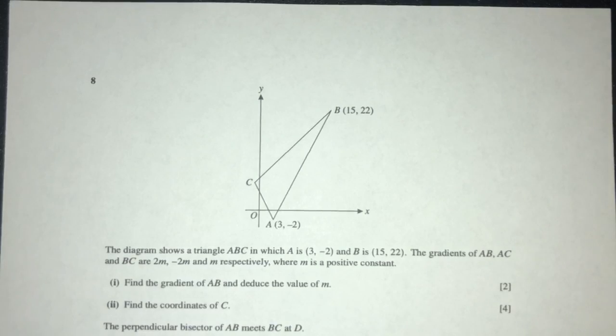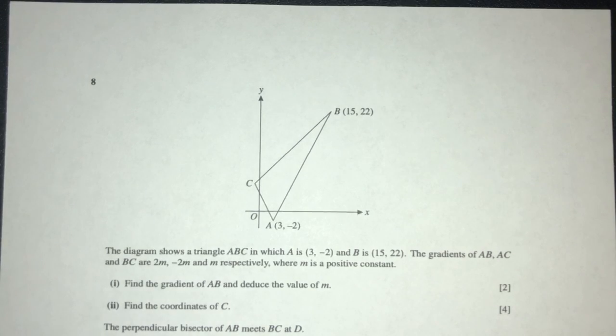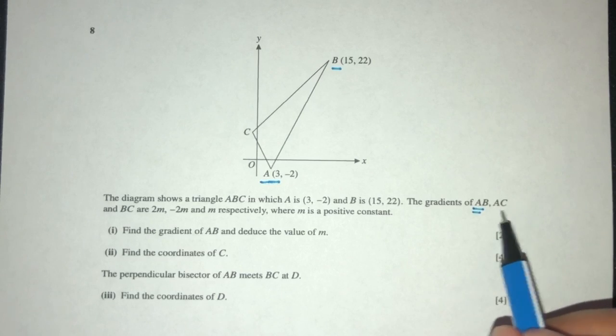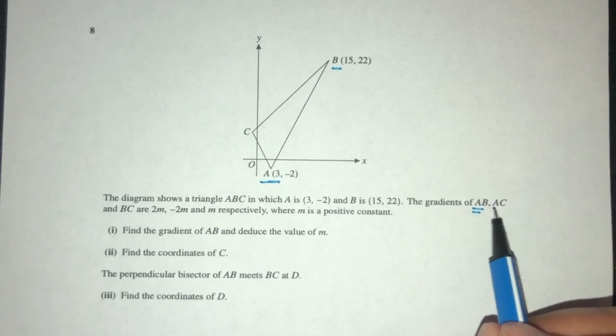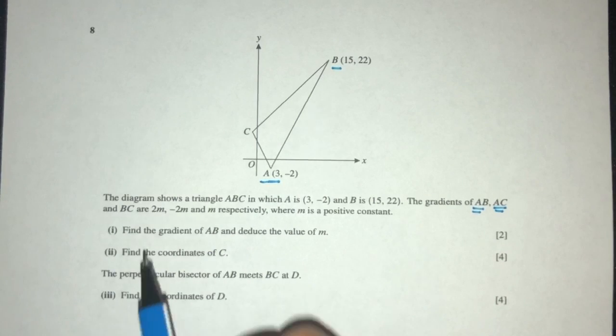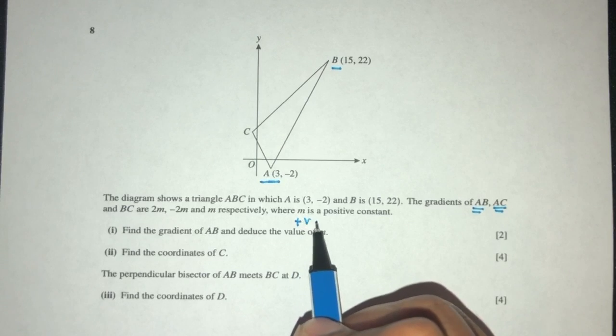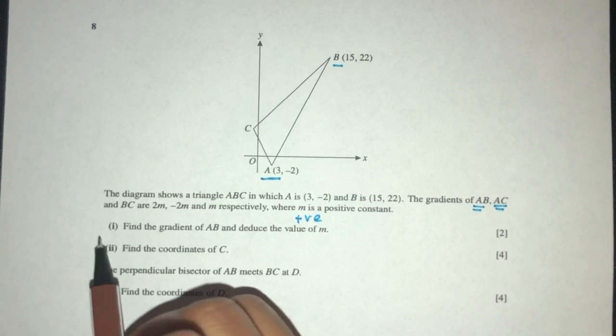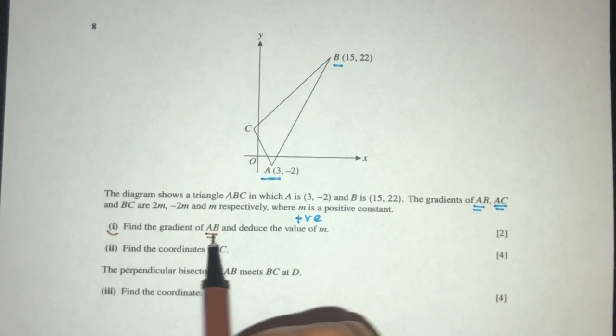Now let's move on to the next question. The diagram shows a triangle ABC, in which A is (3, -2), and B is given to you by (15, 22). B is right here. Now the gradients of AB, AC, and then BC are given to you by these values, where m is a positive constant.